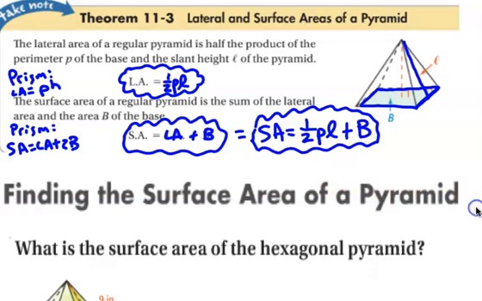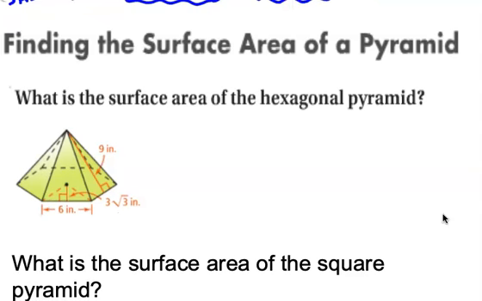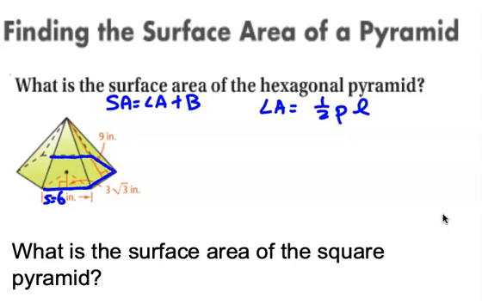What is the surface area of the hexagonal pyramid? We know that there's a hexagon on the bottom and then a bunch of triangles all around. So what we need to do is get LA and B and add them together. For LA, that's 1/2 the perimeter of the base times the slanted height. We know that this side length here is 6. That means that there's 6 sides that are 6 each. So for the perimeter, we can just do 6 times 6 and use 36.